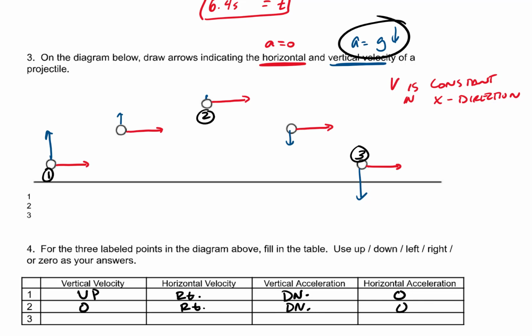For point 3, my vertical velocity is down. My horizontal velocity is right because that's constant and it doesn't change. The vertical acceleration is down because it's always down. And the horizontal acceleration is 0 because it's always 0.